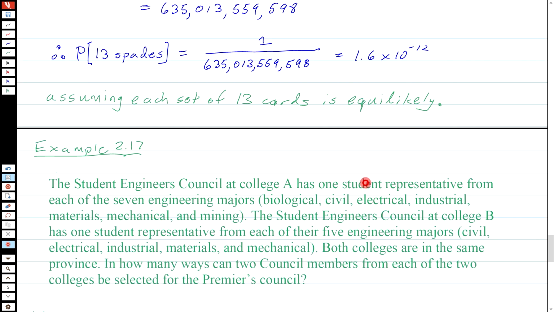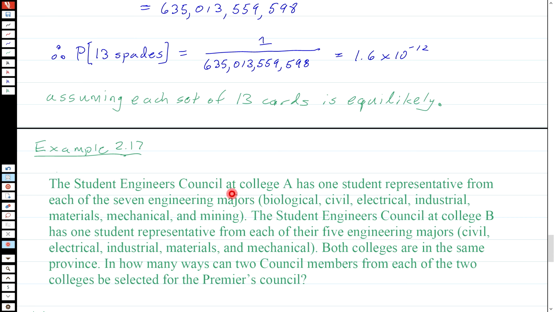Here's another example, example 217. Engineers at college A have 1 student representative from each of the 7 engineering majors. These are biological, civil, electrical, industrial, materials, mechanical, and mining. From college B, we have 1 student representative from each of their 5 engineering majors, and both of these colleges are in the same province. So in how many ways can 2 council members from each of the 2 colleges be selected for the Premier's Council?